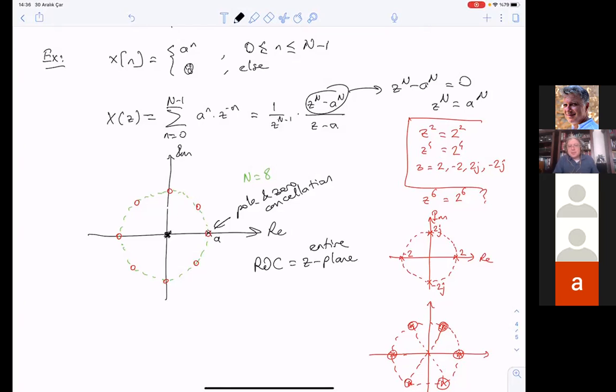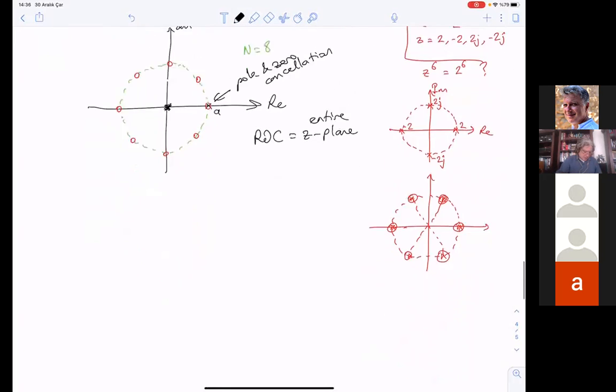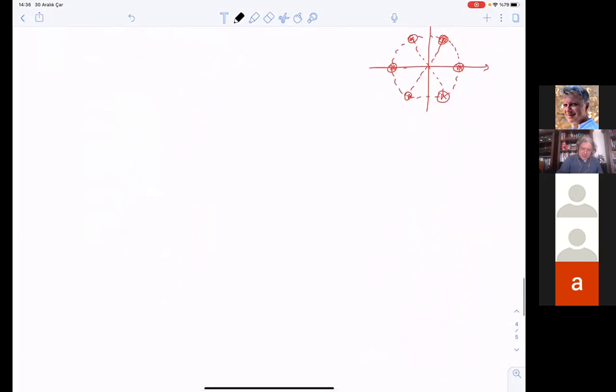That's why we don't really come up with a limit. Just like the Laplace case, there's a pole zero cancellation that we have. Be careful about these pole zero cancellations. They are very critical. Okay, another example.